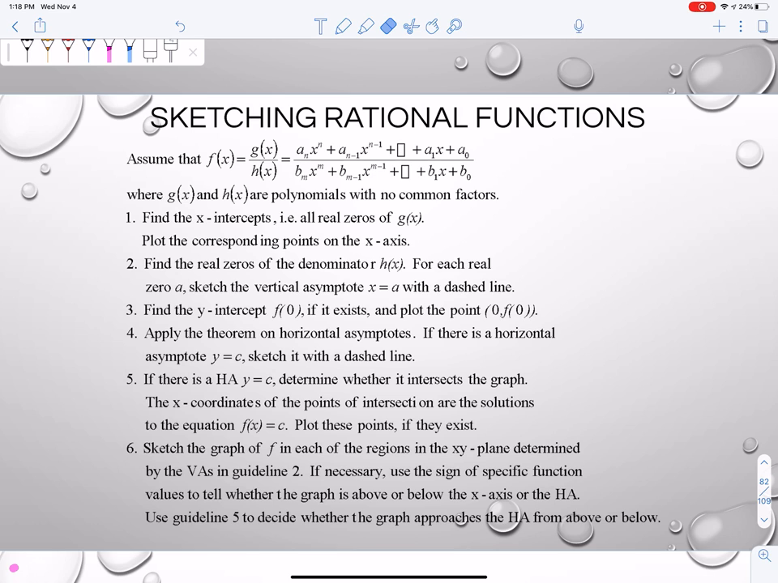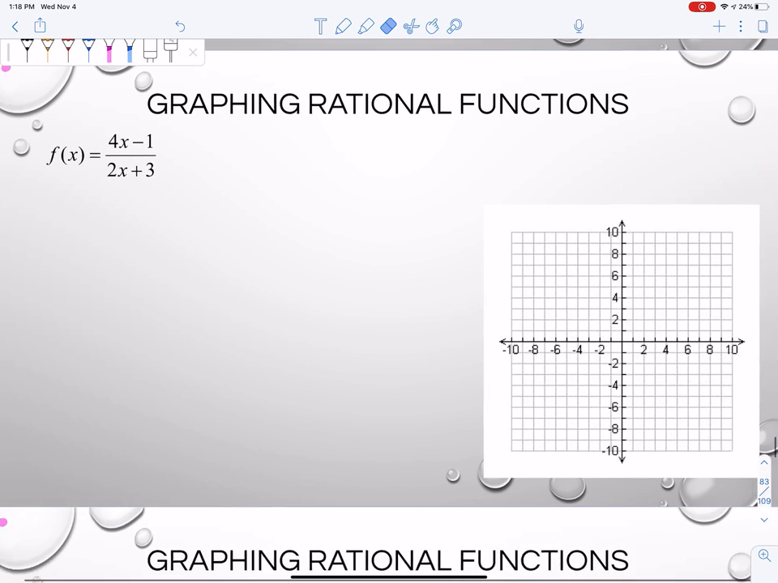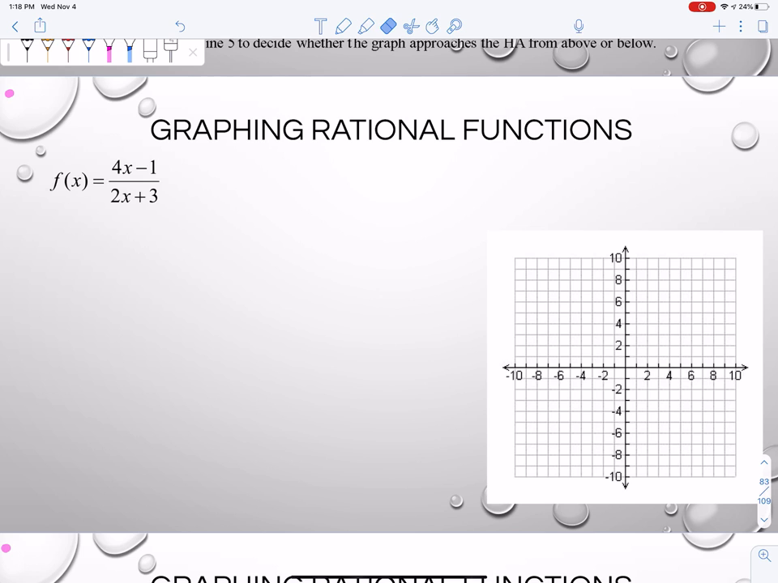In step 5, you're going to test to see if you cross that horizontal asymptote by setting the entire function equal to c, or possibly the oblique asymptote, and you're going to attempt to solve for x. All right, step 6, you're going to sketch whatever it is that you've got and test where necessary. All right. So that all being said, let's do this.